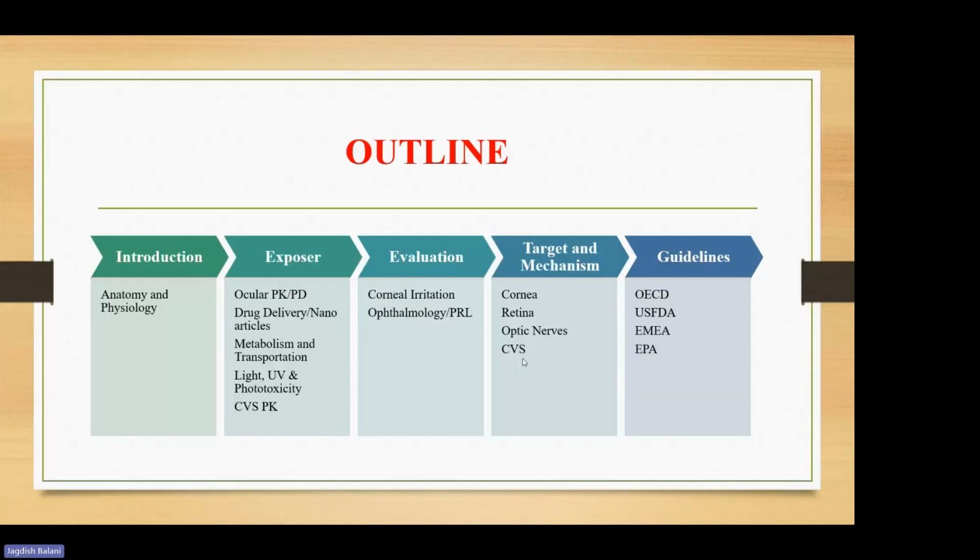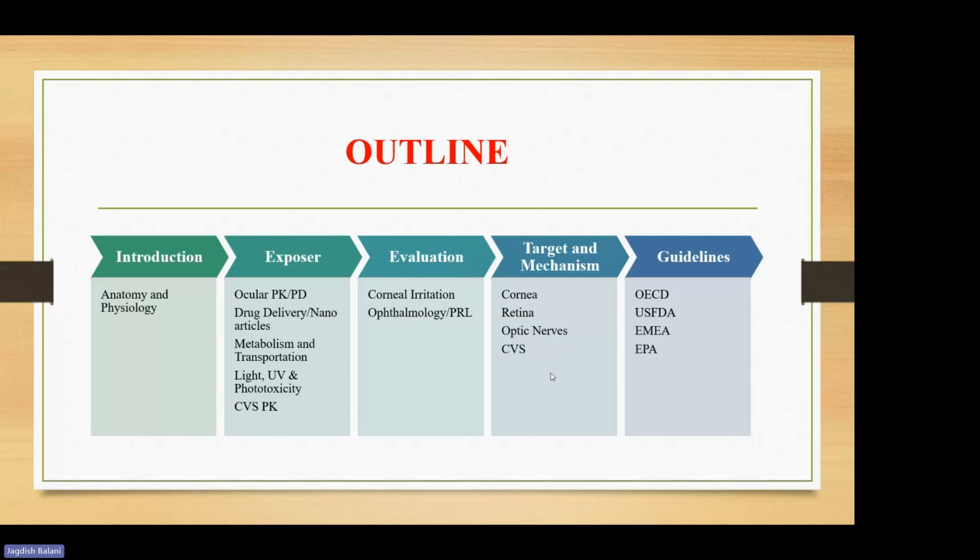Here is the outline for today's discussion. We'll start with the anatomy and physiology of the eye, because it is necessary whenever you are going to explore any system of the body and to understand whether our compound is going to create a desirable effect or undesirable effect. We have to understand the morphology and functions of that particular system. So here we are going to discuss the eye, that is called the ocular system, totally.